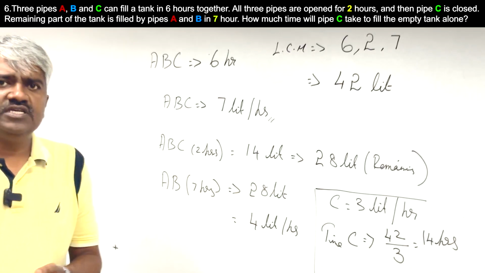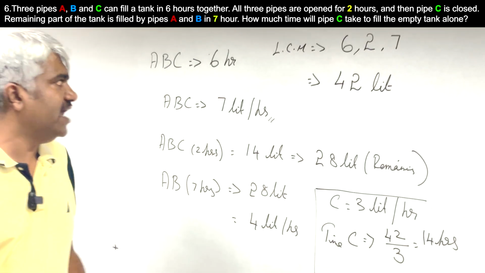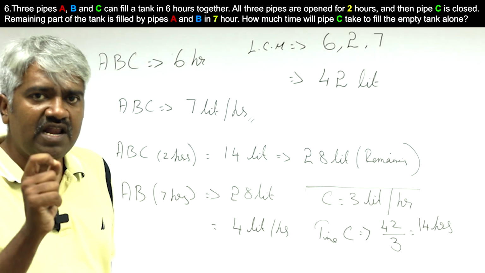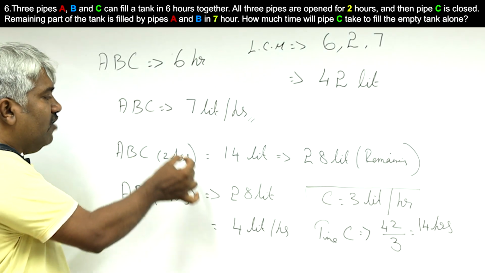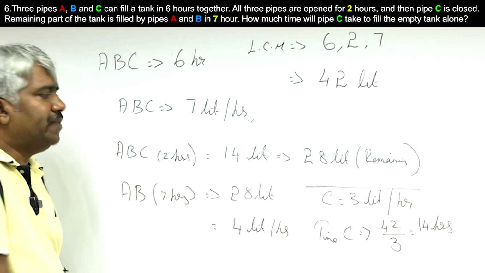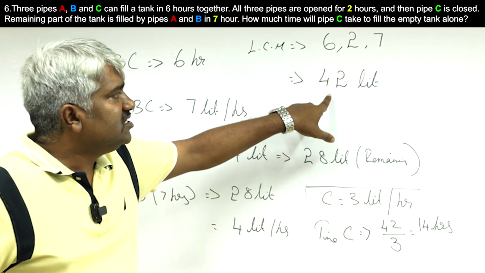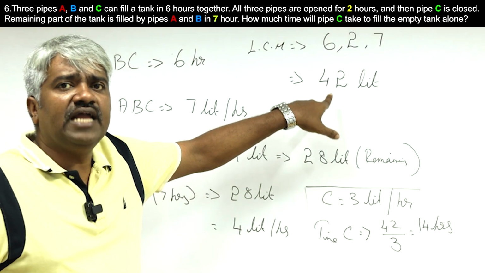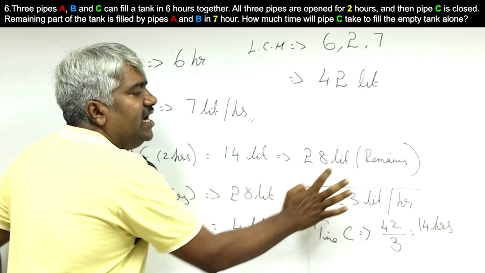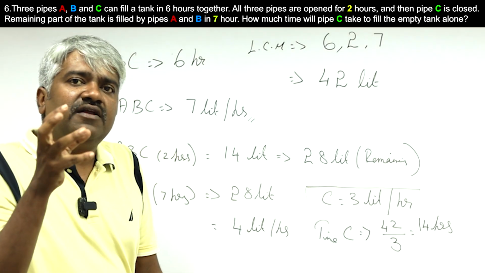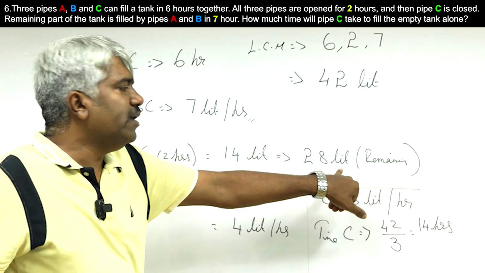This problem is quite difficult, so I am going to explain the question again. A, B and C can fill 7 liters in 1 hour when all the pipes are open together. For the first 2 hours, all the pipes are open, so 14 liters of the tank will be filled. Since the total capacity of the tank is 42, if you remove this 14 from 42, 28 liters remain to be filled in the tank. That is, the empty part of the tank is 28 liters.